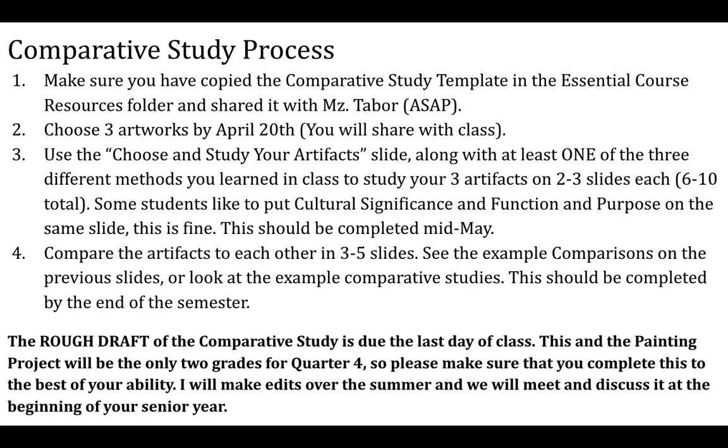The next part is to use the choose and study your artifacts slide and actually begin doing your 3 function, purpose, cultural significance, and formal analysis slides for each one. And that should be done around mid-May. And then there will be a point in May when I'll say, okay, your research and your first 6 to 9 function, purpose, cultural significance, and formal qualities slides are due. And now we're going to move on to the comparison part. And that's going to go until the end of the school year. So that's what you're looking at for work on this.